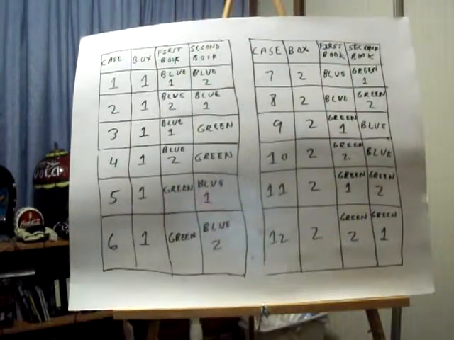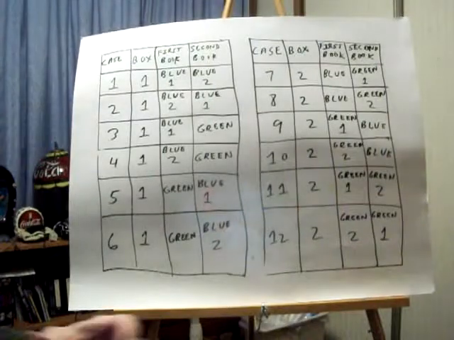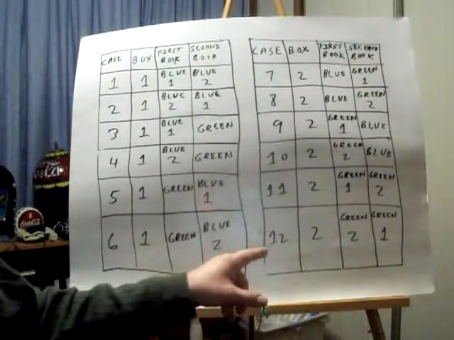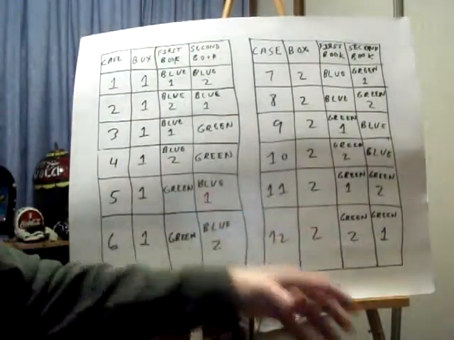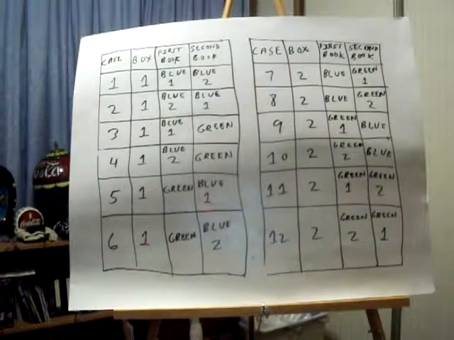In case number 11, you draw out the green book which has the number 1 on it, then you draw out the green book which has the number 2 on it. And then in case number 12, you draw out the green book which has the number 2 on it, and the green book that has the number 1 on it. You see how all that works?